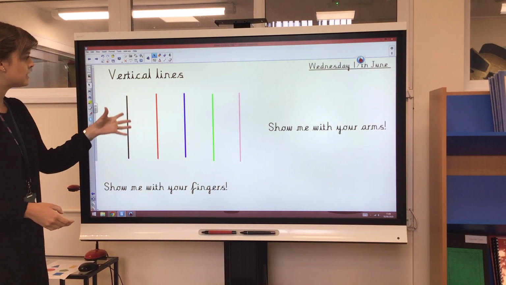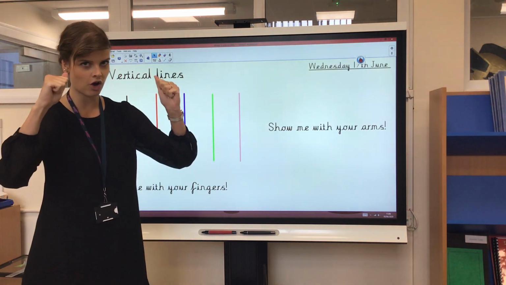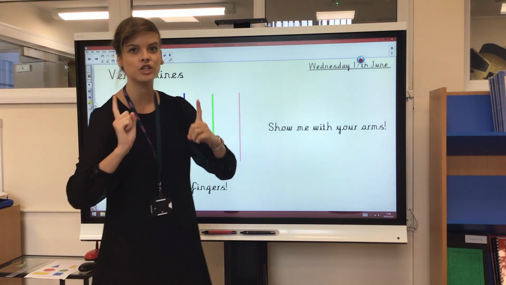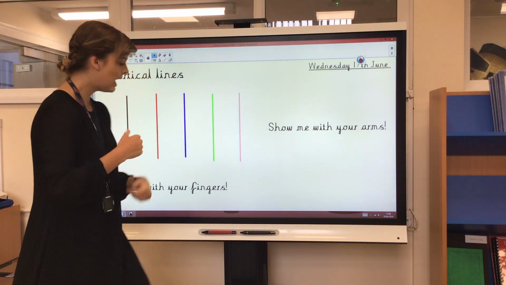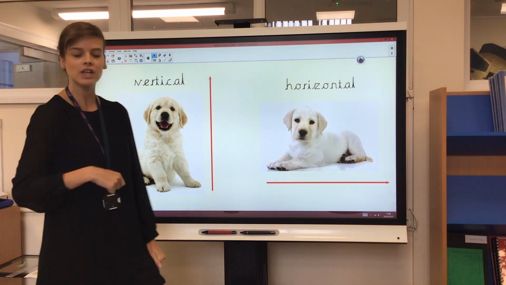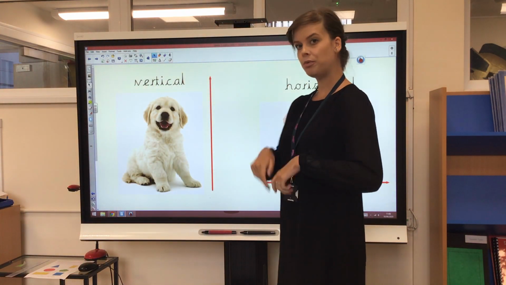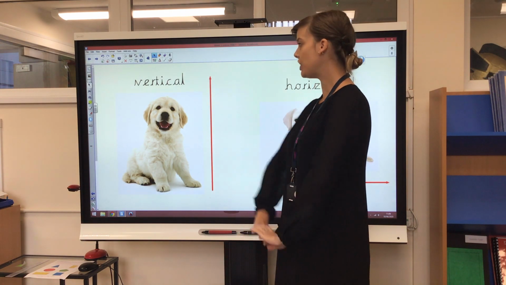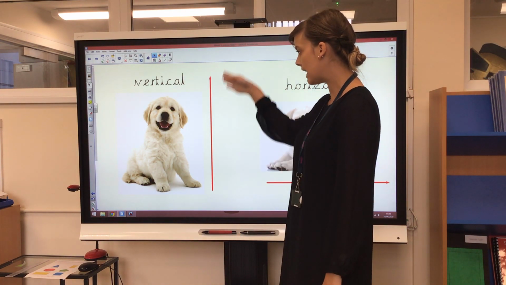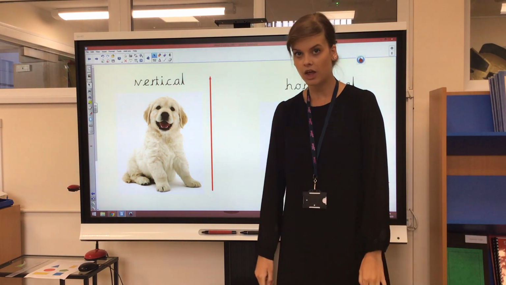So, we're specifically looking at vertical lines, so you should be showing with your arms or with your fingers what a vertical line will look like. And just because Miss James really likes the puppy pictures, we're going to have them on again. If you know that a puppy either sits up or stands up, and you can remember that a line goes up and down, just like that puppy, you know that it is a vertical line.